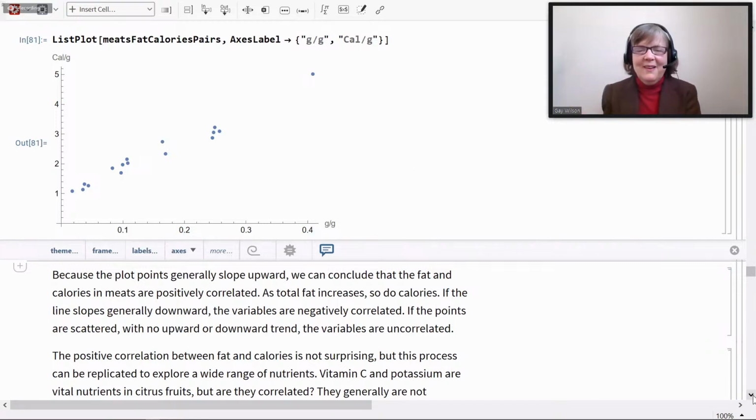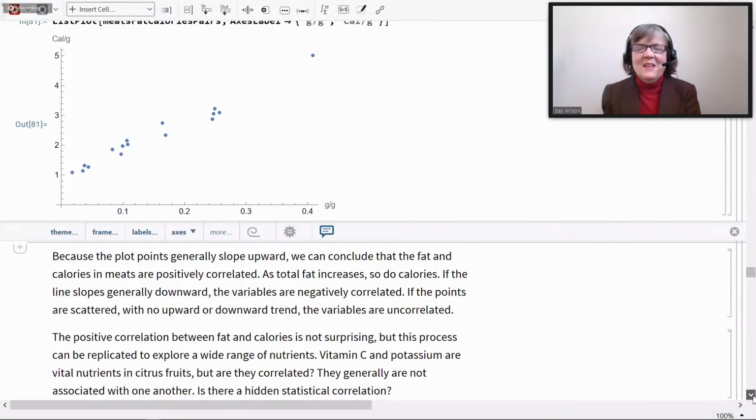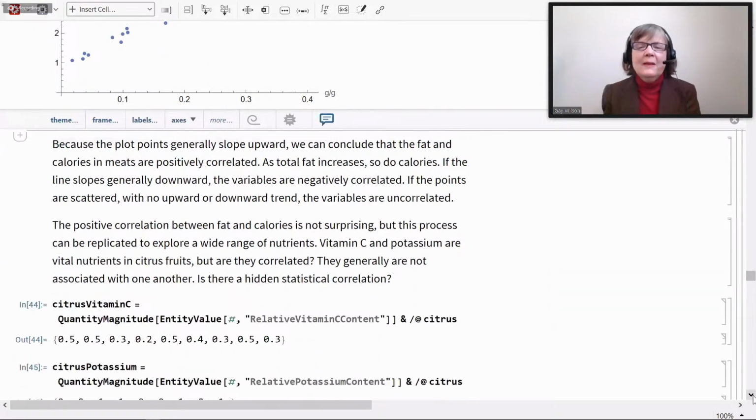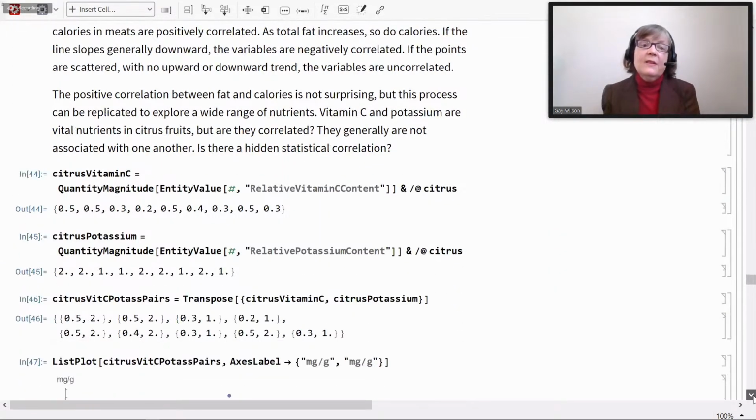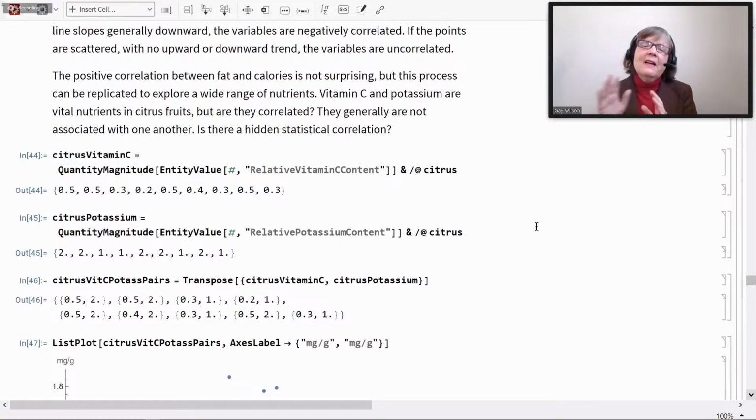Certainly this is not a big surprise. But let's look at one that's less obvious. What about vitamin C and potassium? They're really vital nutrients in citrus fruits, right? But are they correlated? You generally don't think of vitamin C and potassium as being associated with one another. But is there a hidden statistical correlation? Maybe. Let's find out.